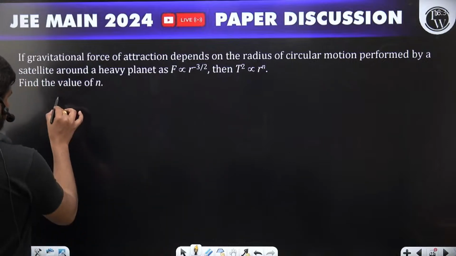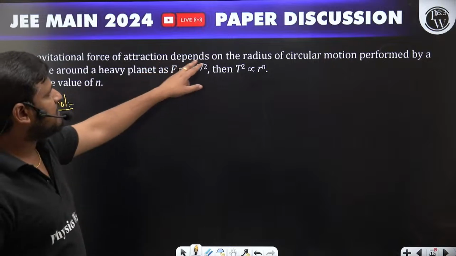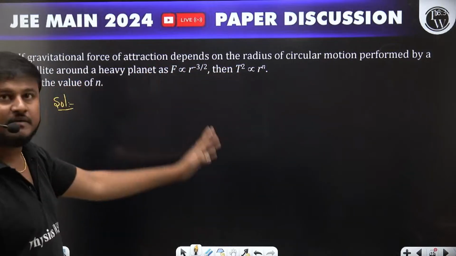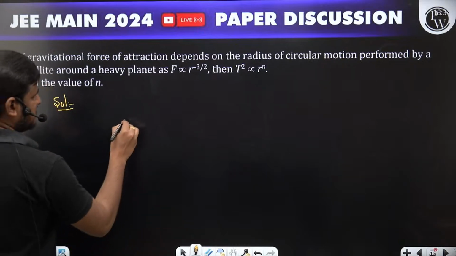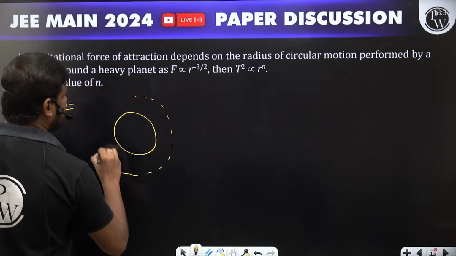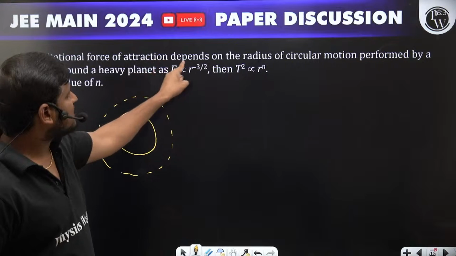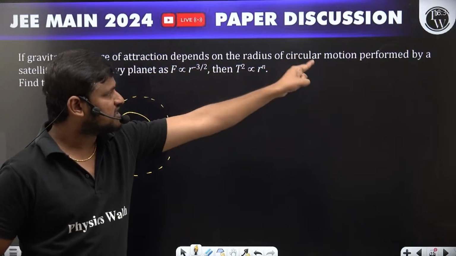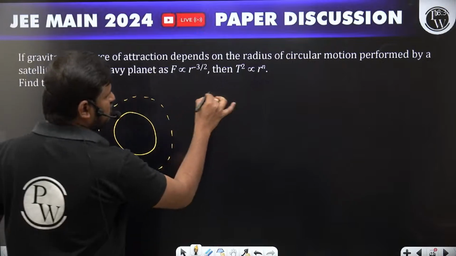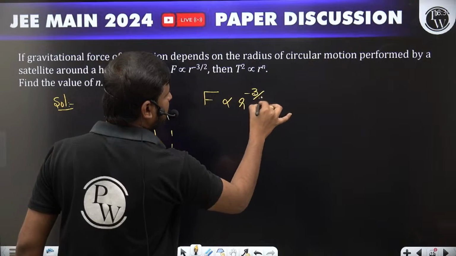So the next question. If the gravitational force of attraction depends on the radius of the circular motion performed by the satellite around the heavy planet, this is a planet and a satellite is revolving around this planet, let's say. The force is directly proportional to r to the power minus 3 by 2.